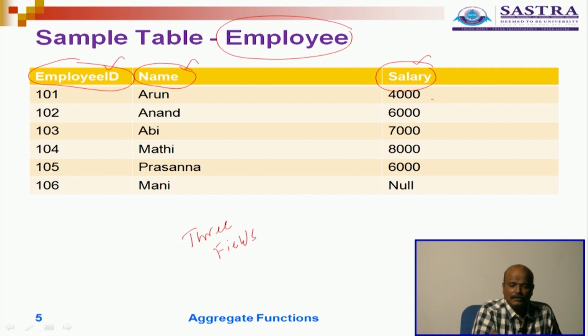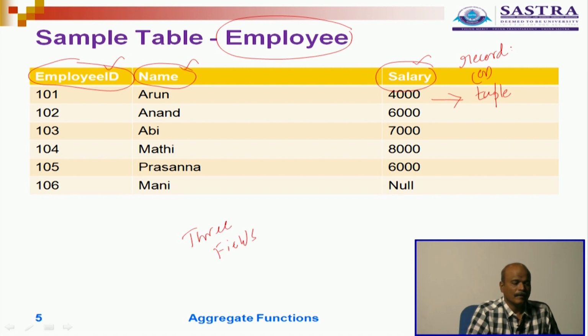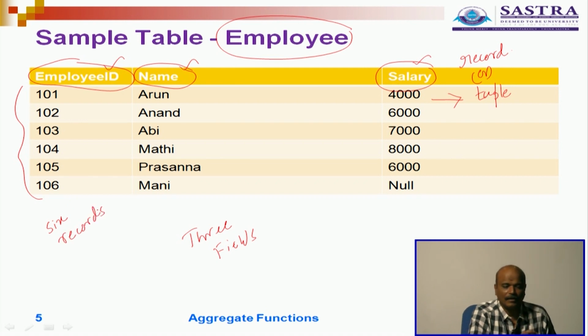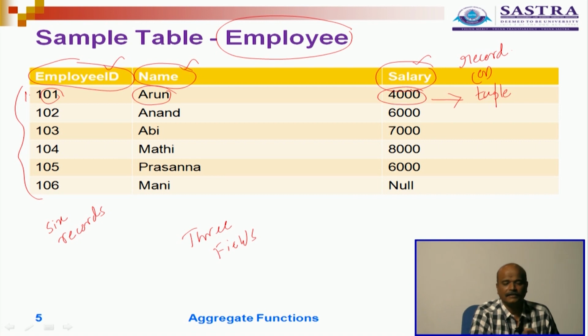How are you going to refer to each row? Each row is called a tuple, or you can refer to each row as a record. As of now, I have 6 records stored inside the table called employee. Suppose, for example, you take the first employee: the employee ID is 101, the name is Arun, and the salary is 4,000. Now, if you take the last employee, the employee ID is 106.